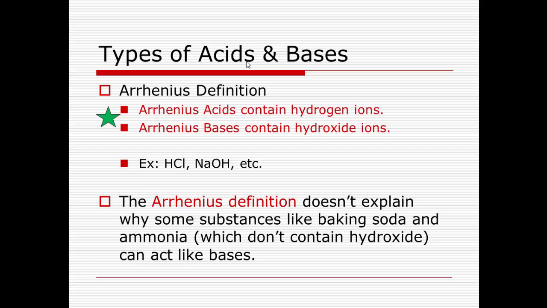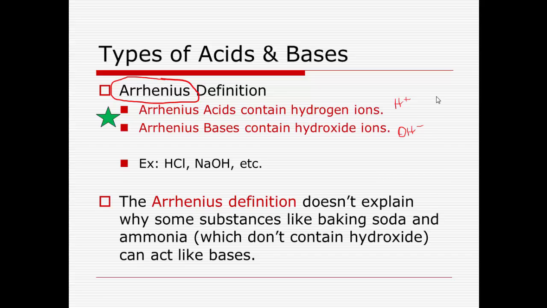Okay, now we get into the different definitions of acids and bases. These kind of go in chronological order of when they were figured out. In addition to that, they also go in order of complexity or sophistication of the definition. So this first definition is really simple, okay? This is called the Arrhenius Definition, named after the scientist who figured it out. Arrhenius acids contain hydrogen, H+. Arrhenius bases contain hydroxide, OH-.